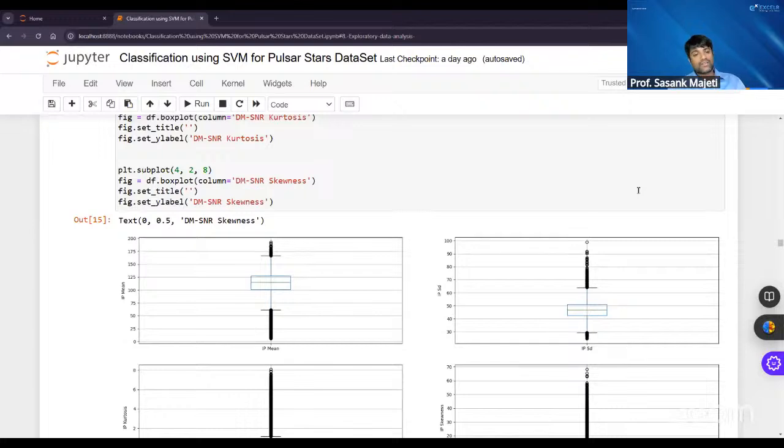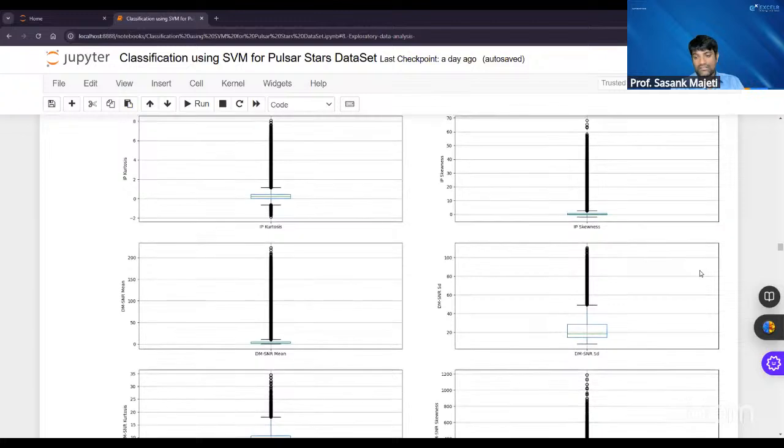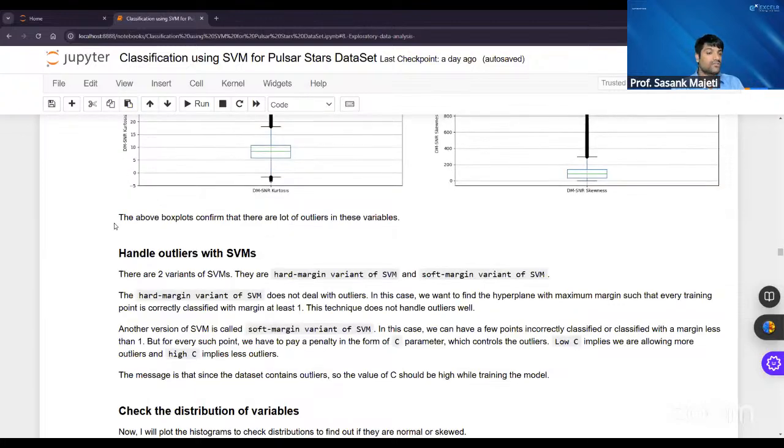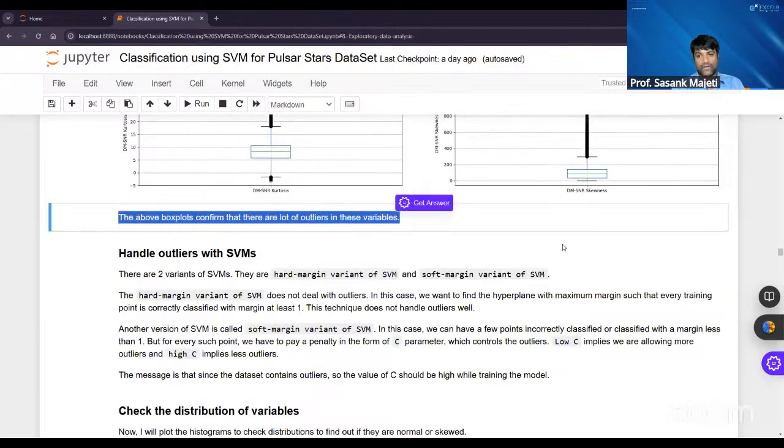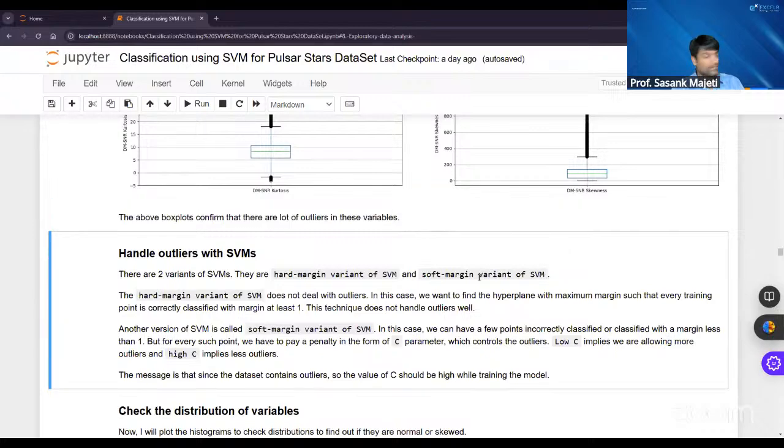Something outside the box plot is an outlier, and you can see a lot of black points outside that particular box plot. For every plot, there are a lot of points outside the box. That indicates that there are a lot of outliers in the data, and my inference also confirms this, which I have mentioned here.